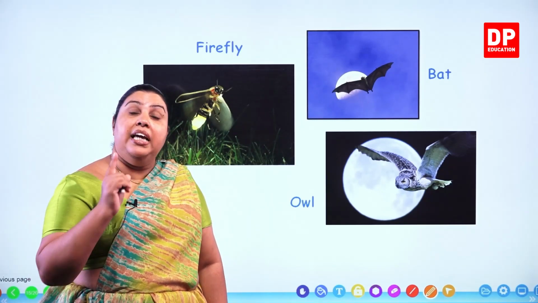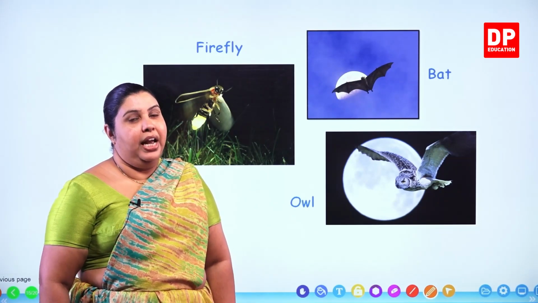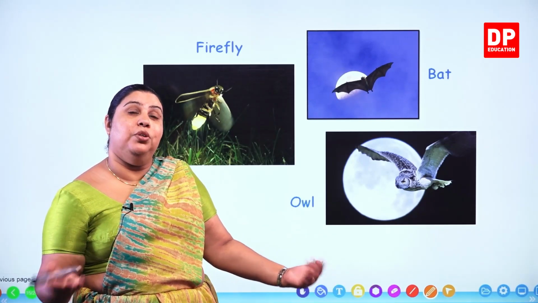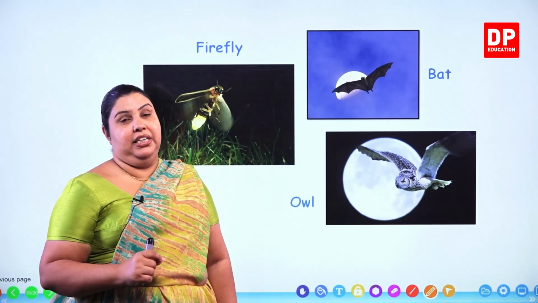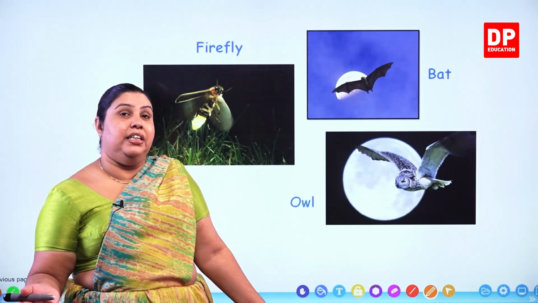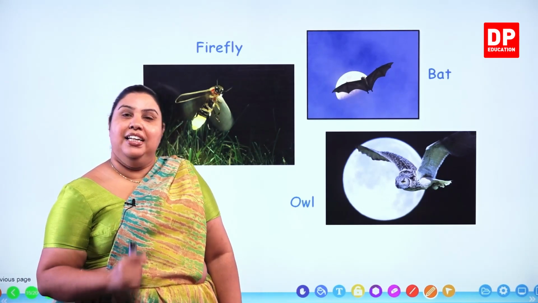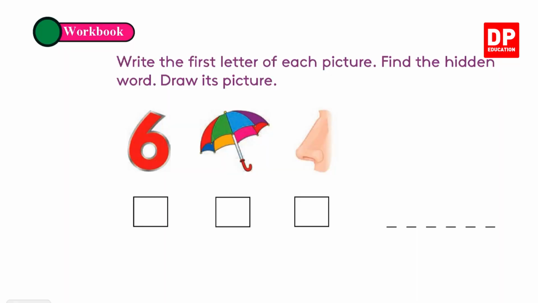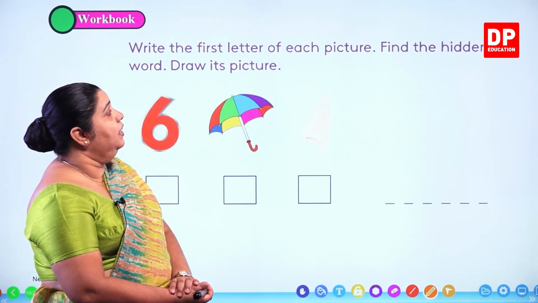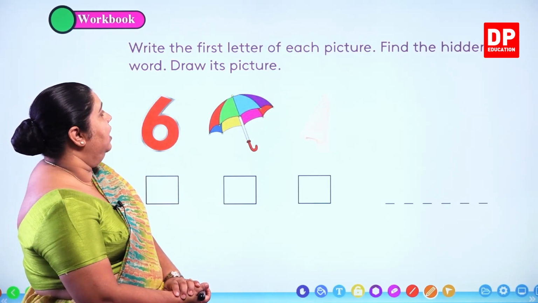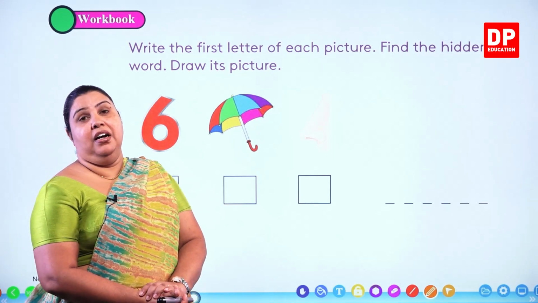So now we have our workbook activities to do, and I think it's going to be very easy. We are going to start that now because I'm going to help you to do our workbook activities. Now, since we have spoken about the sky, all our workbook activities have something to do with the sky. Let's go and see what we have to do. If you turn to this page in your workbook, you can see this activity. Write the first letter of each picture. Find the hidden word. Draw its picture.